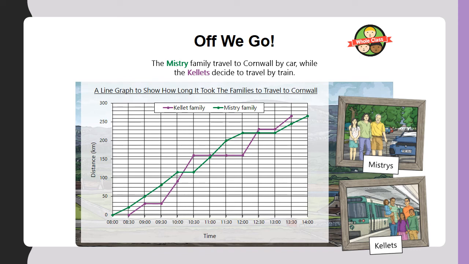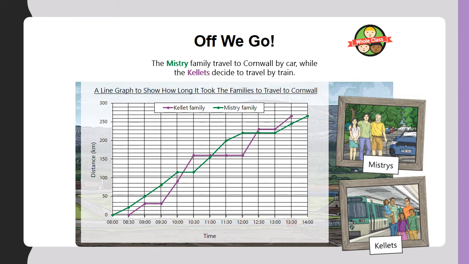So here we have a line graph showing how long it takes each of the families to travel to Cornwall. The Kellets' journey is shown with a purple line, whereas the Mystery's journey is shown with a green line. Before we start, what time did the Mysteries start their journey? Excellent. They started their journey at 8 a.m., 8 o'clock in the morning, whereas the Kellets started their journey at 8:30 in the morning.